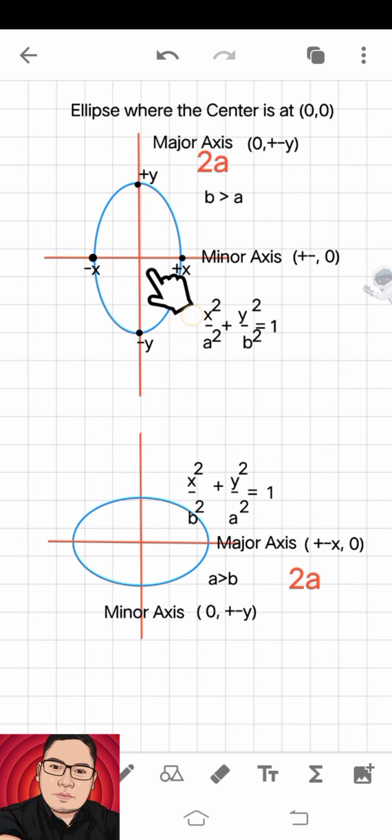And now, how to determine whether our graph looks like this or this? To determine that, just always observe the value of a and b. Now, if our b is greater than a, the value of this is greater than this, then the graph looks like this. While this one, if our a is greater than b, or the value of our a in this equation is greater than b, then our graph will look like this. That is how to determine the graph.